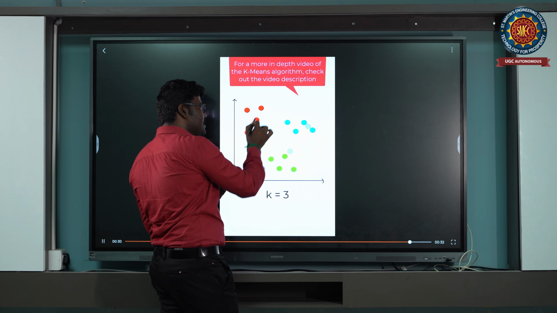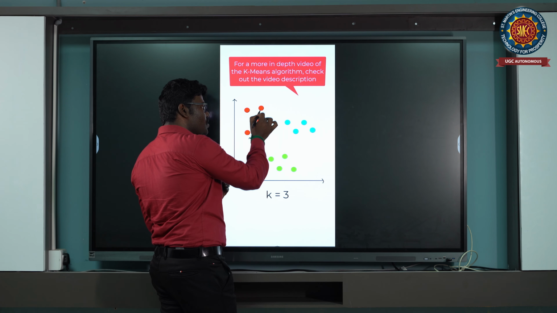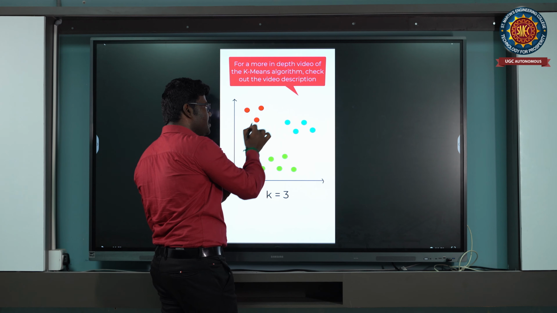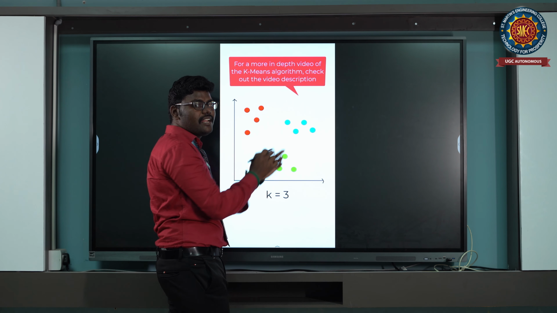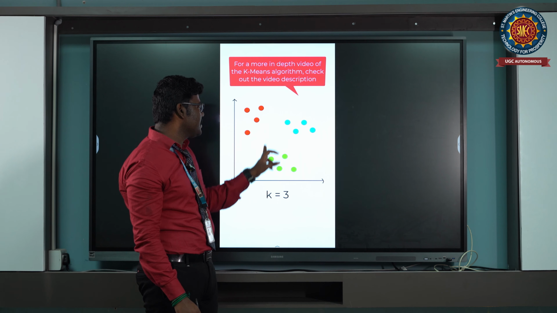So I will choose these data points here. I will calculate the distance. This is closer to this one, this is closer to this one, this one is closest to this one. So these and all are one group. Similarly for this one, this and all are one group. This and all are one group.